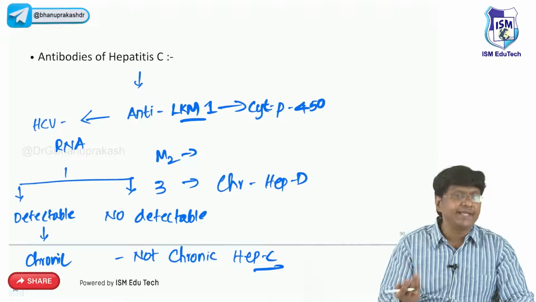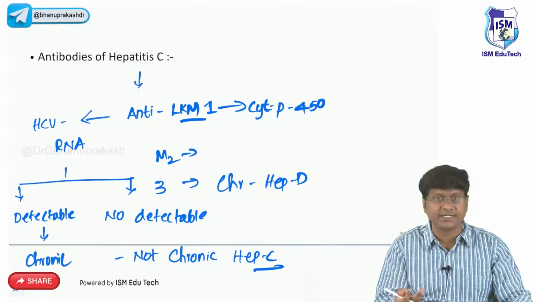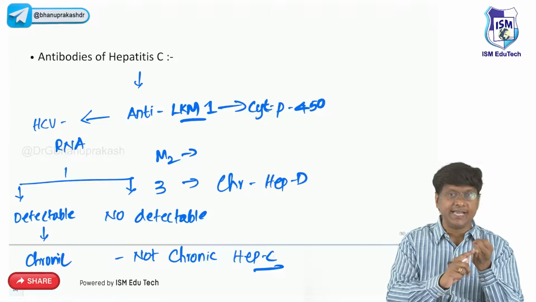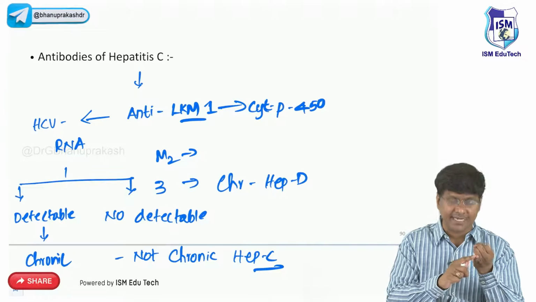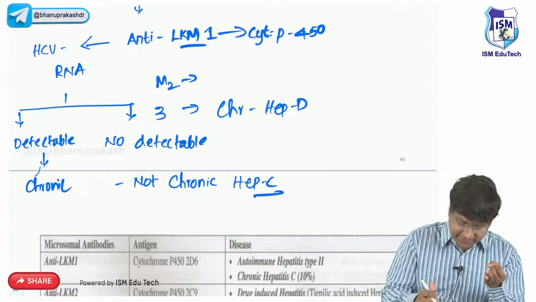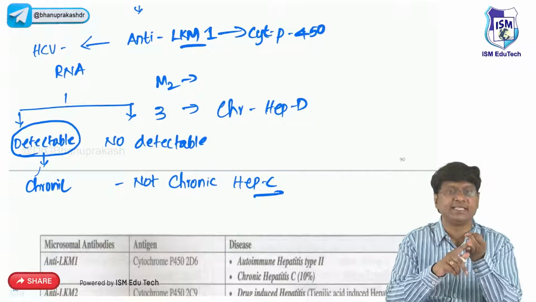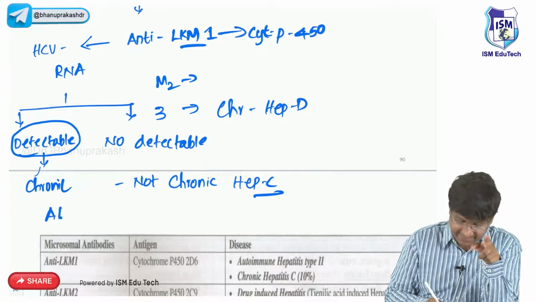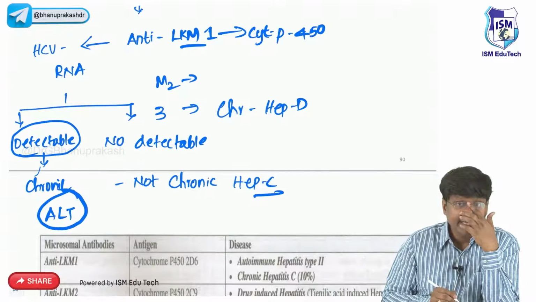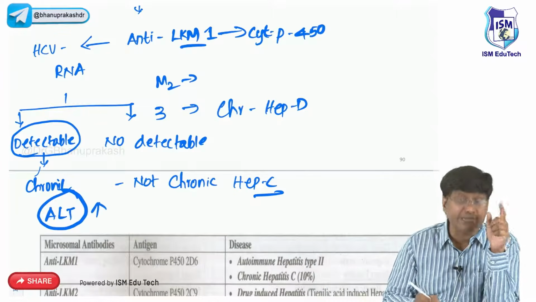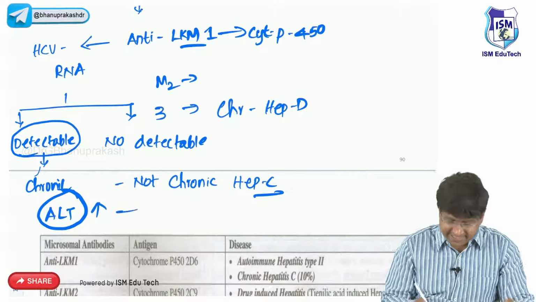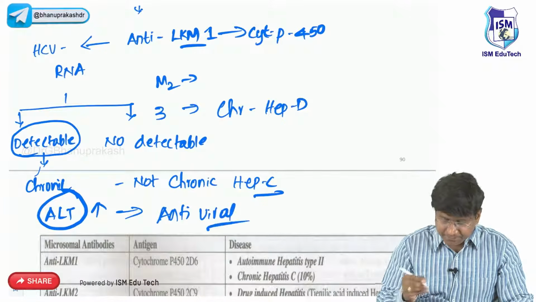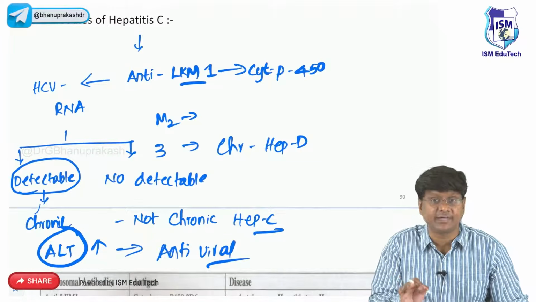Okay. Then what is the indication for treatment of viral hepatitis? After checking the anti-LKM antibodies and finding significant levels of HCV RNA, you have to check the ALT levels. If the ALT levels are elevated more than 2 to 3 times, that is the point when you need to start the antiviral drugs.